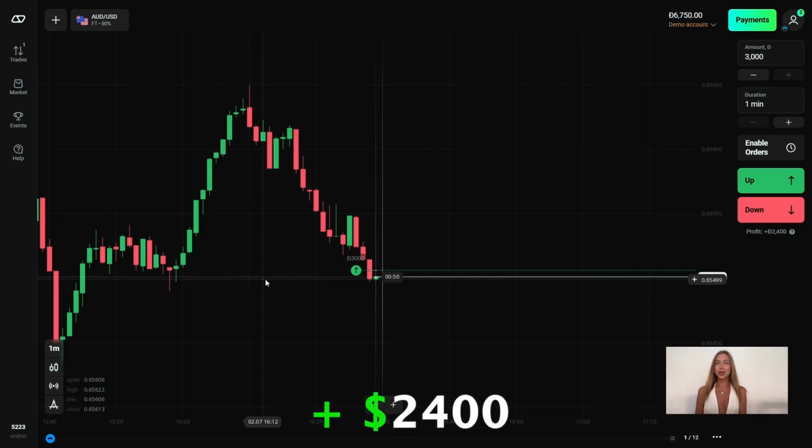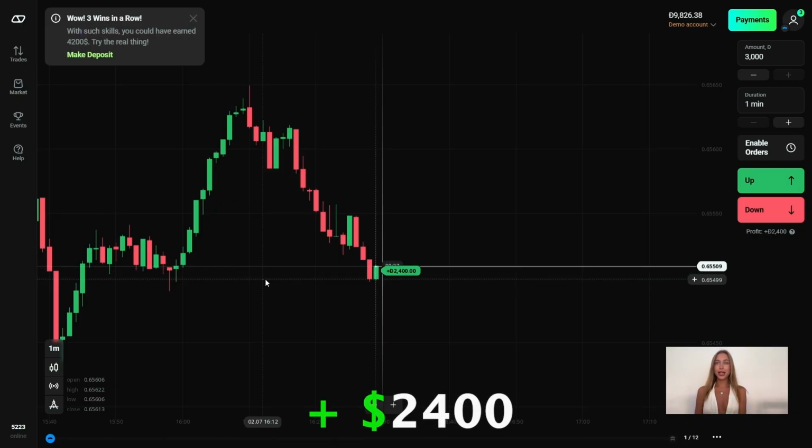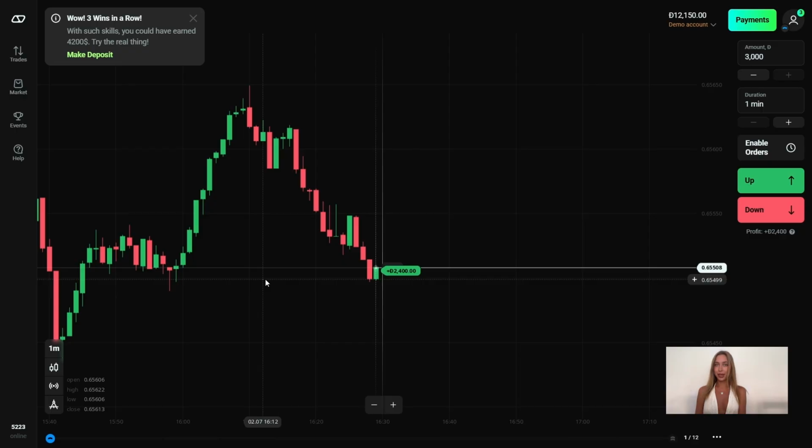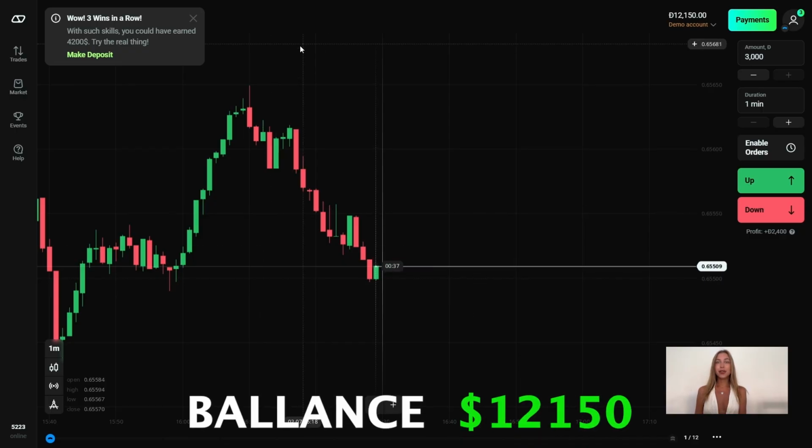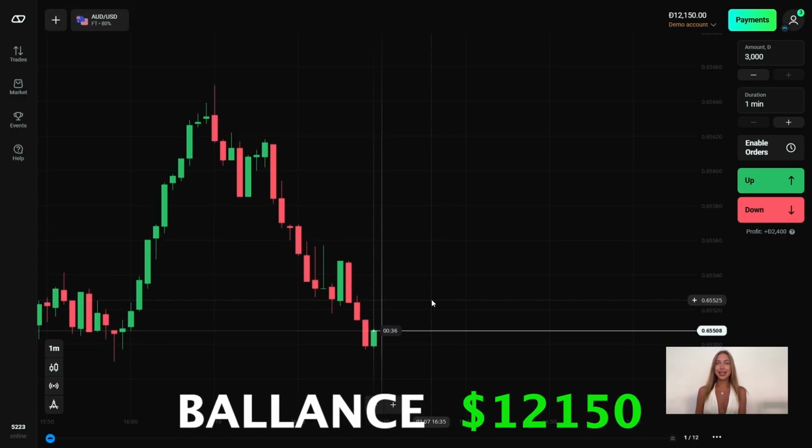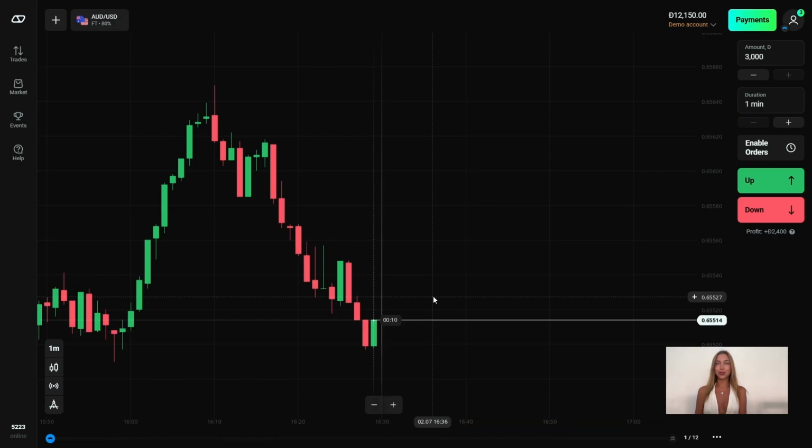So I managed to close this trade in profit. I think this setup worked perfectly. The upward movement continued even after my trade closed. Great result, let's move forward.